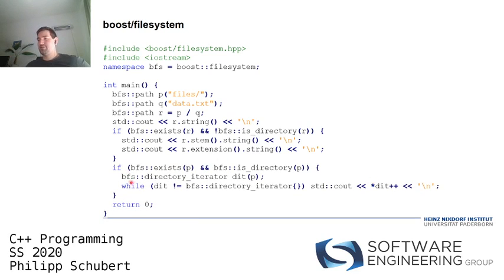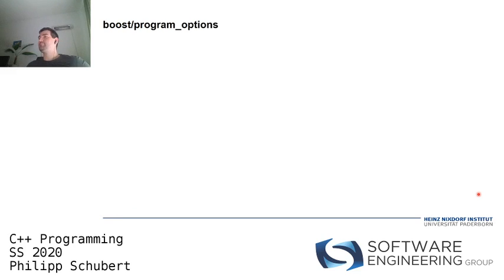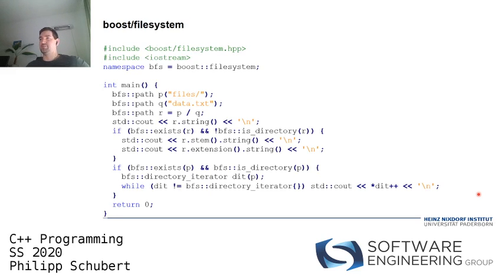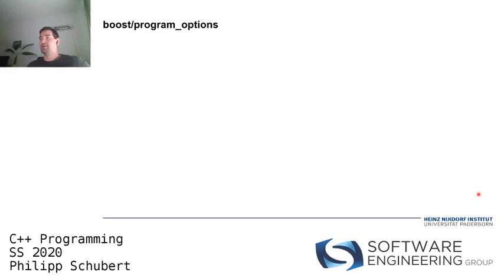You can also iterate the contents of a directory. Here we just use a plain while loop. There are probably better ways to do it, but that's what I found on the internet. So that's how you could use the Boost filesystem sub-library.